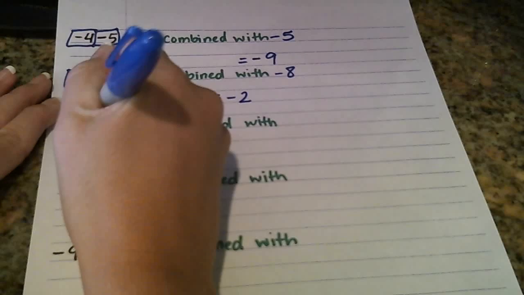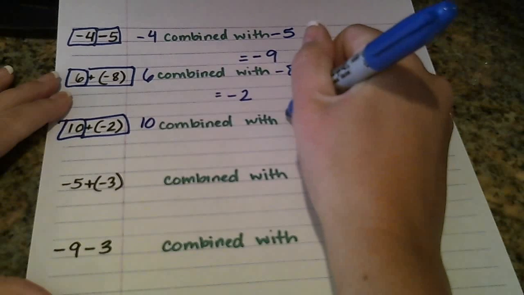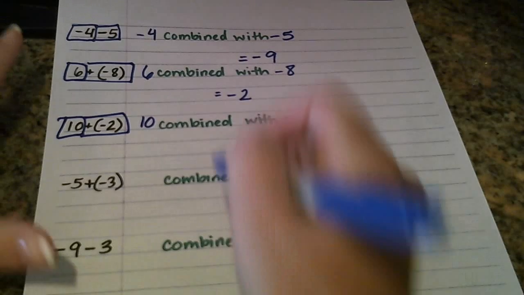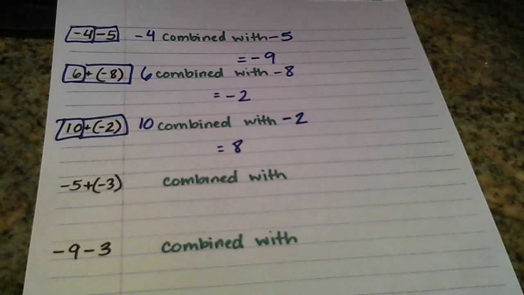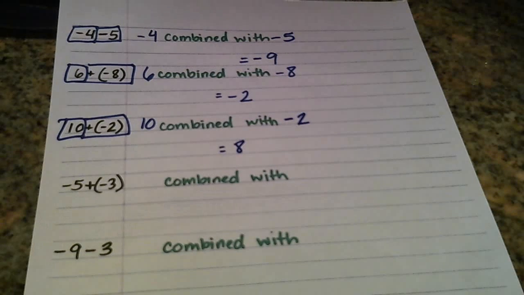Next example, I've got different signs. Positive 10 combined with a negative 2. Different signs, take the difference between the numbers and use the sign of the bigger number. So the difference between 10 and 2 is 8. And 10 is the bigger number here, so I'm going to use the positive out in front of the 10, or that's understood to be there. So my answer is a positive 8.